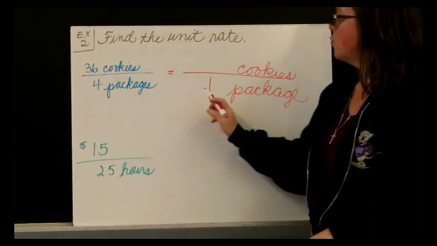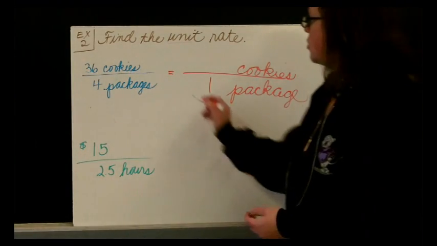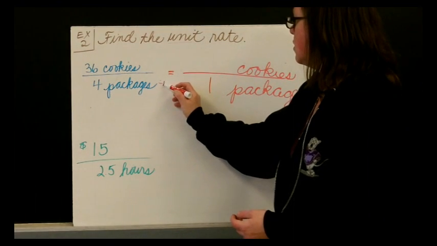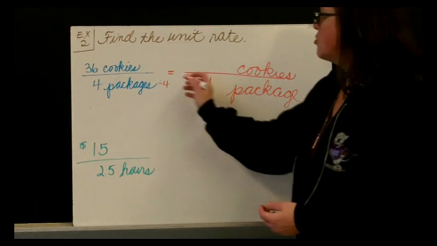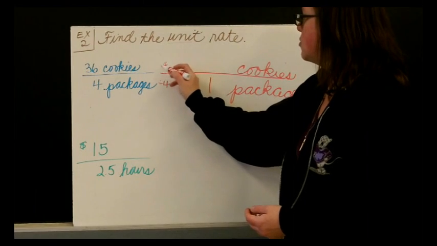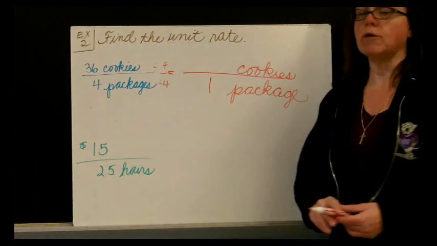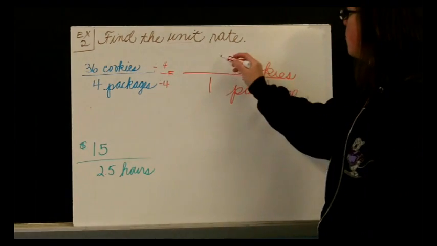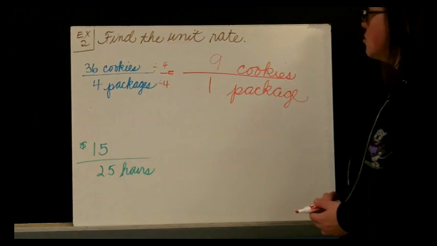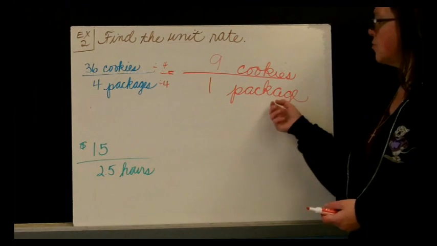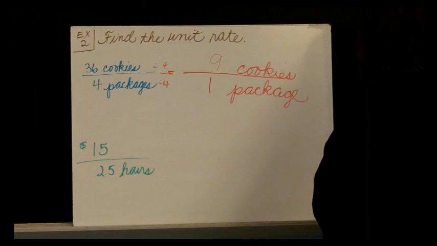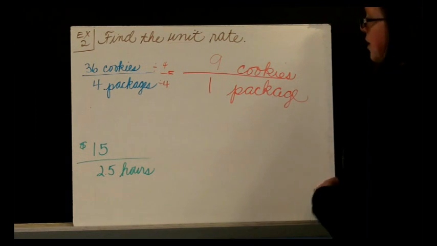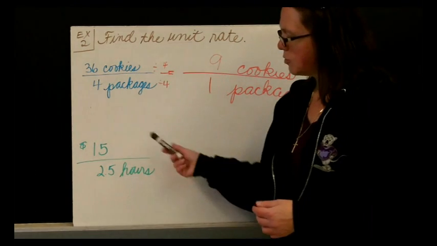So if we're going from 4 to 1, you know that we are dividing by 4, which means we have to divide the numerator by 4 as well. 36 divided by 4 is 9. So our unit rate is 9 cookies for every 1 package. Let's take a look at our second one. We'll see these kinds of examples often.